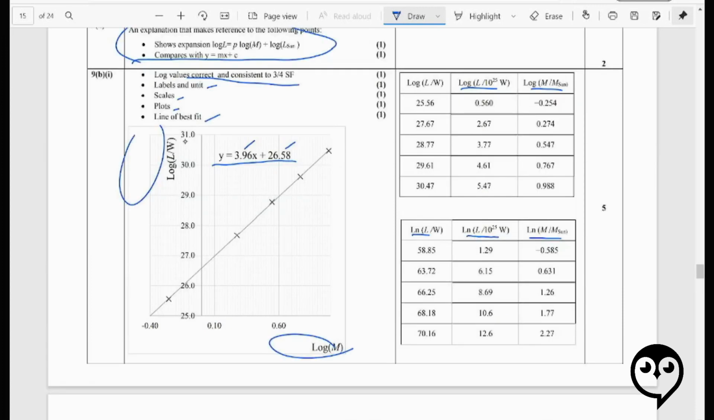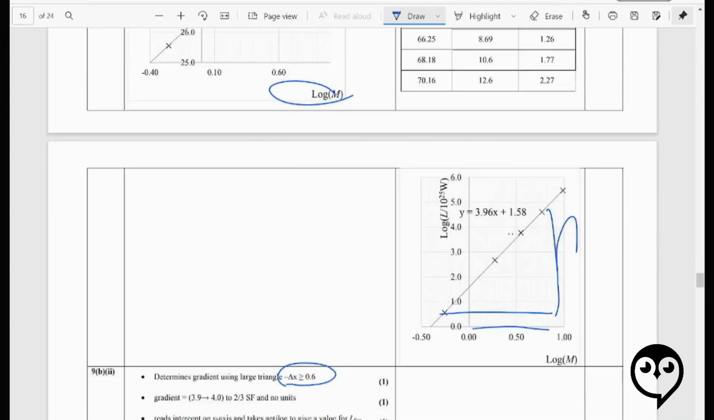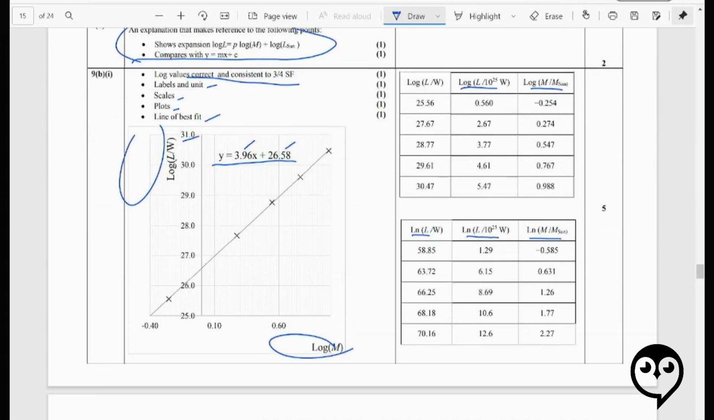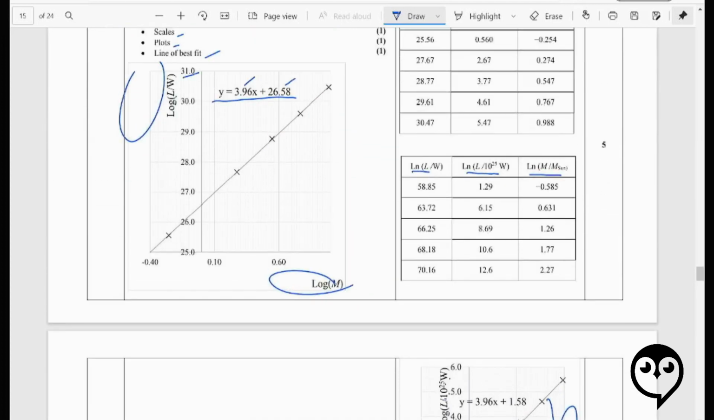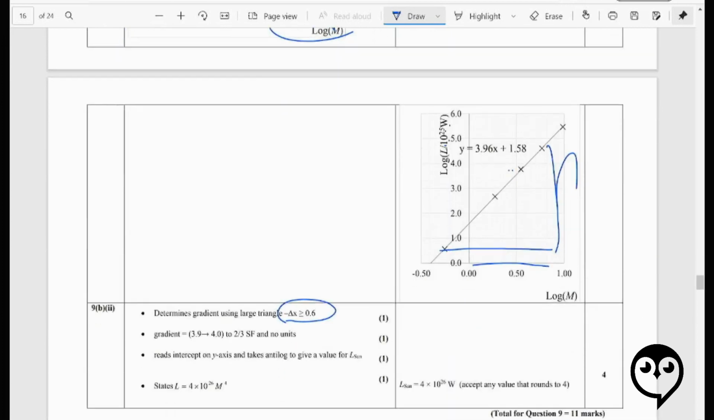There's a graph you can do where it's log divided by the w, and then there's another one here where they've got divided by 10 to the power 25. So your graphs will look a little different. You'll see the gradients are the same, but your intercept might be a bit different. But whichever one you use, you'll get a gradient of about 3.9 or 4. They say 2 or 3 sig figs. Of course, no units because it's a log versus log. There'll be no units. And apparently, you should get around there for your L value.